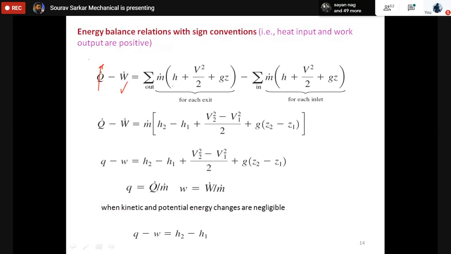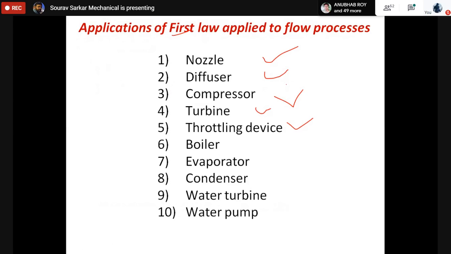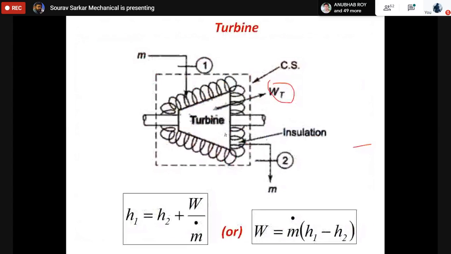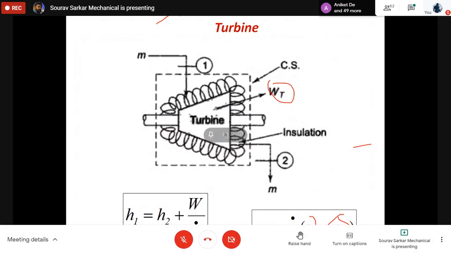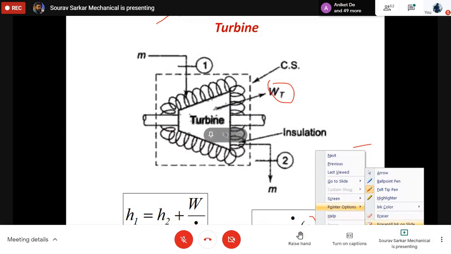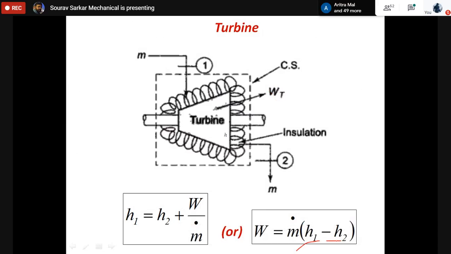Here this is H2 because it is the exit, this is H1. So the final expression will become m dot (H1 minus H2). It should be H1 minus H2 because H1 has high energy and H2 has low energy. Then only I am getting a positive W. So this is the application of the turbine.